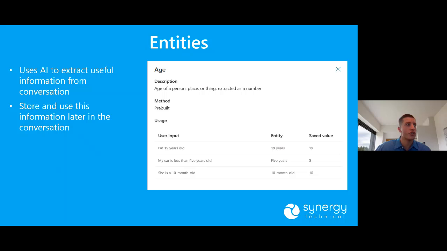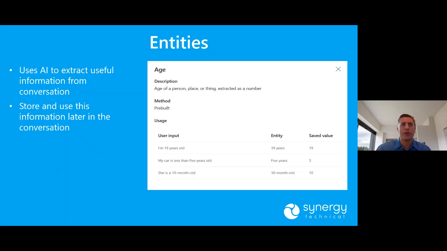And we can see that the description of this entity is the age of a person, place, or thing extracted as a number. So if you look down a little below that, you'll see a couple different examples of this entity being used. And so if your user happens to say something like, I'm 19 years old, or my car is less than 5 years old, you'll see that this entity is able to extract out the 19 years, it'll extract out that 5 years, and you can actually save those values to a variable.